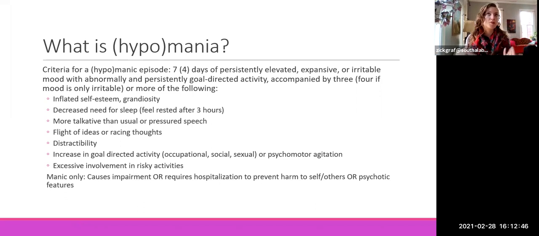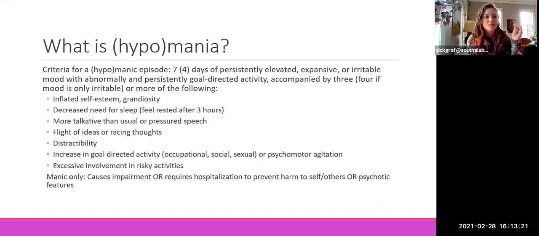Whereas a major depressive episode has to be at least 2 weeks, only 7 days of persistently elevated, expansive, or irritable mood. In addition to this alteration in mood, so typically elevated, there also has to be an increase in goal-directed activity. So people who are in a manic episode are really busy. They have a lot of ideas, they have a lot of goals, they have a lot of things that they want to accomplish. So this elevation in mood and increase in goal-directed activity is accompanied by three of these symptoms.